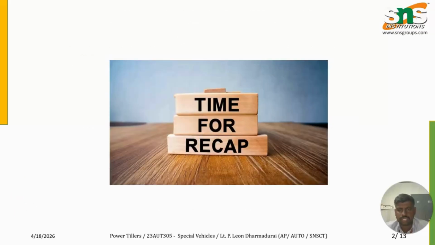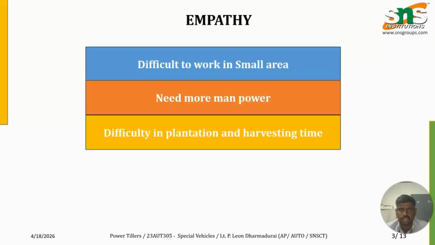Before going to today's topic of power tillers, let us briefly discuss what you have seen in the previous class in the recap. In the last class we discussed in detail about tractors and their attachments. We saw what a tractor is and for what purpose it is used, their components, and the different attachments that can be kept on a tractor for performing different purposes in the agriculture field. So in this class we are going to discuss power tillers in detail.